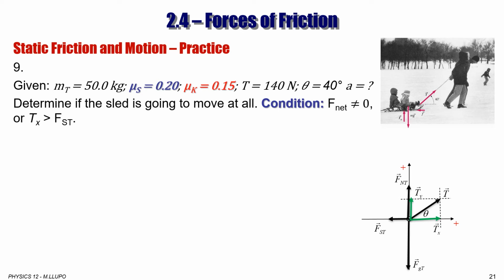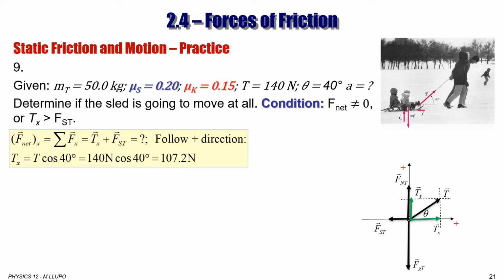So we calculated static force of friction to make sure that static force of friction is smaller than x component of the tension. Otherwise, the sled will not even move at all, let alone accelerate. So let's try to calculate it. F net x is equal to Tx plus Fst, static force of friction. And we have to know if that is bigger than 0 or 0. So we can follow the positive direction.